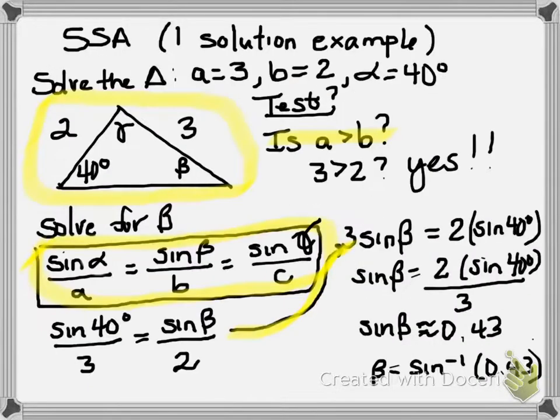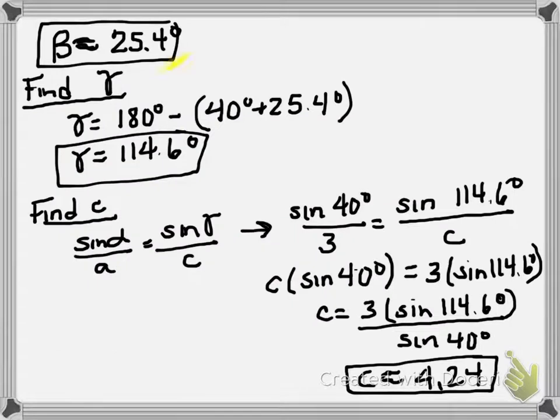And I get my answer. Go back right here. Beta is approximately equal to 25.4 degrees. So once I have my beta, now I can find my gamma. So gamma is equal to 180 minus 40 plus 25.4 degrees. So when I do my computation, I get gamma is equal to 114.6 degrees. So now I have my beta and I have my gamma.